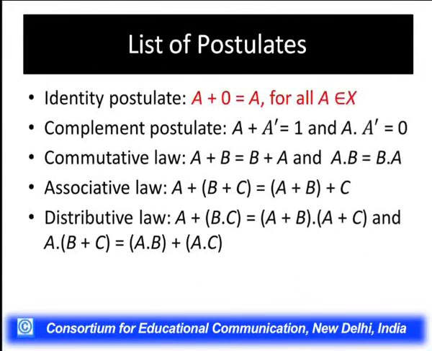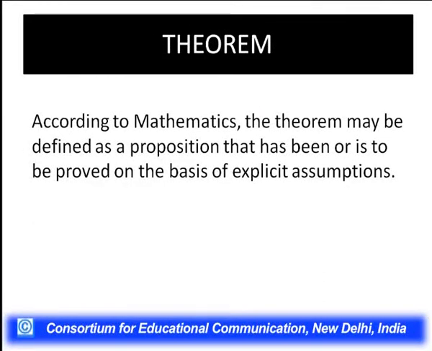Associative law: A plus (B plus C) equals (A plus B) plus C. Distributive law: A plus (B dot C) equals (A plus B) dot (A plus C), and A dot (B plus C) equals (A dot B) plus (A dot C). Now, let us see theorems.